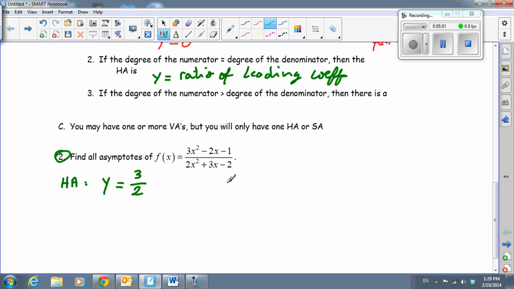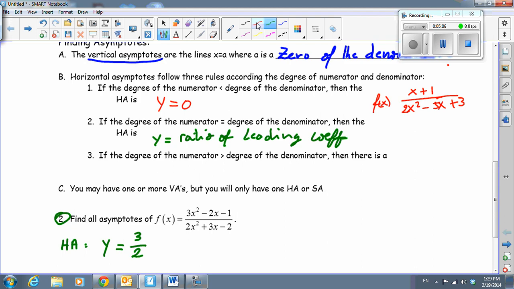Now, going to 3: if the degree of the numerator is bigger than the degree of the denominator, then there is a slant asymptote. We will go into deeper detail about slant asymptotes.